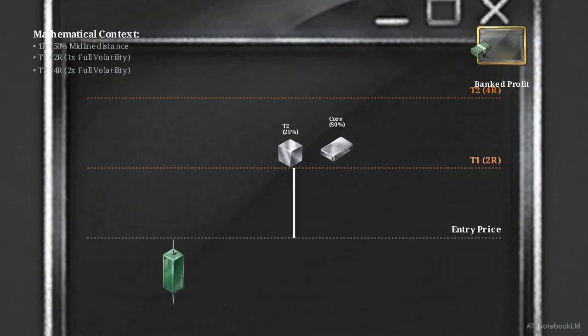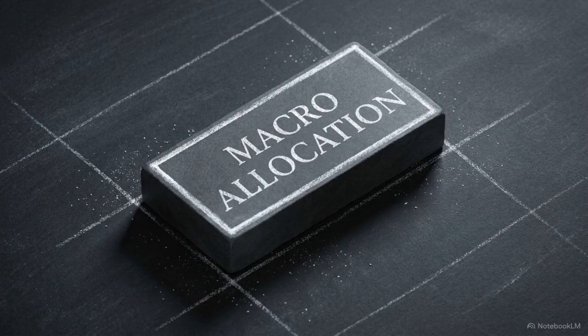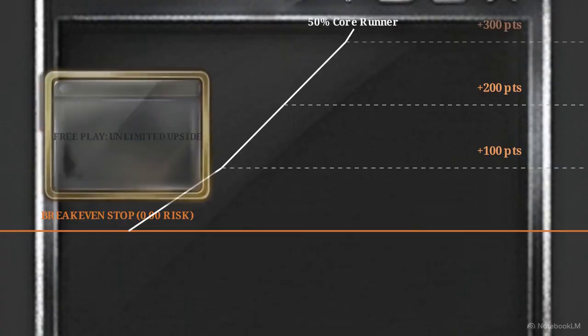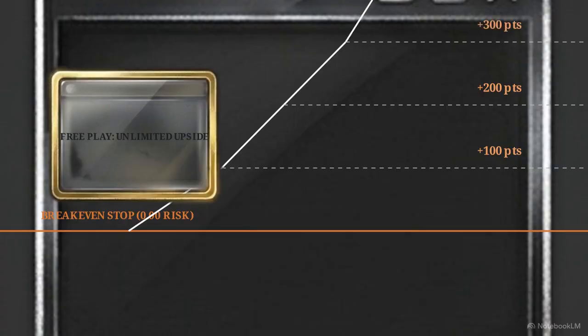The next 25% of the payload belongs to Tier 2, engineered specifically to capture the primary impulse momentum. T2 automatically closes at the 4R distance. This books a significant momentum gain before wider market volatility has time to set in and degrade the profit margin. This leaves the final and most powerful segment of the architecture, the core runner, consisting of the remaining 50% of the original payload. The core runner is held exclusively for macro trend runs. It is designed to capture 100, 200, or even 300 points of NASDAQ extension. This massive macro exposure is entirely shielded by the risk-free break-even stop we established back at the 1R trigger.